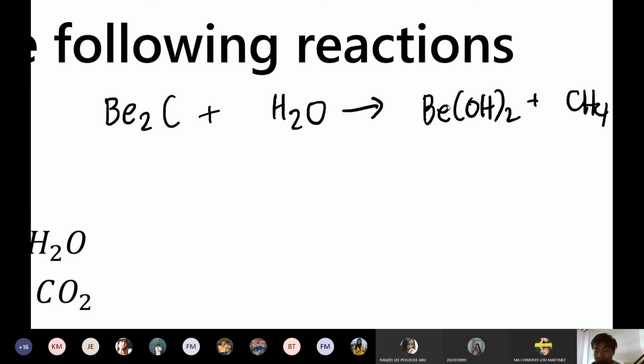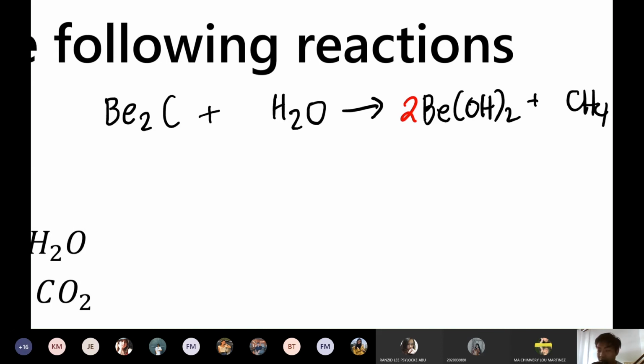Okay. So, I will begin with beryllium. I have 2 beryllium here. I only have 1 beryllium here. Isa lang si Be. So, to balance beryllium, I have to multiply this formula by 2. So, dalawa na yung Be ko. Sana all. Dalawa ang Be. Dalawa na rin yung Be dito. Okay, balance na sila.